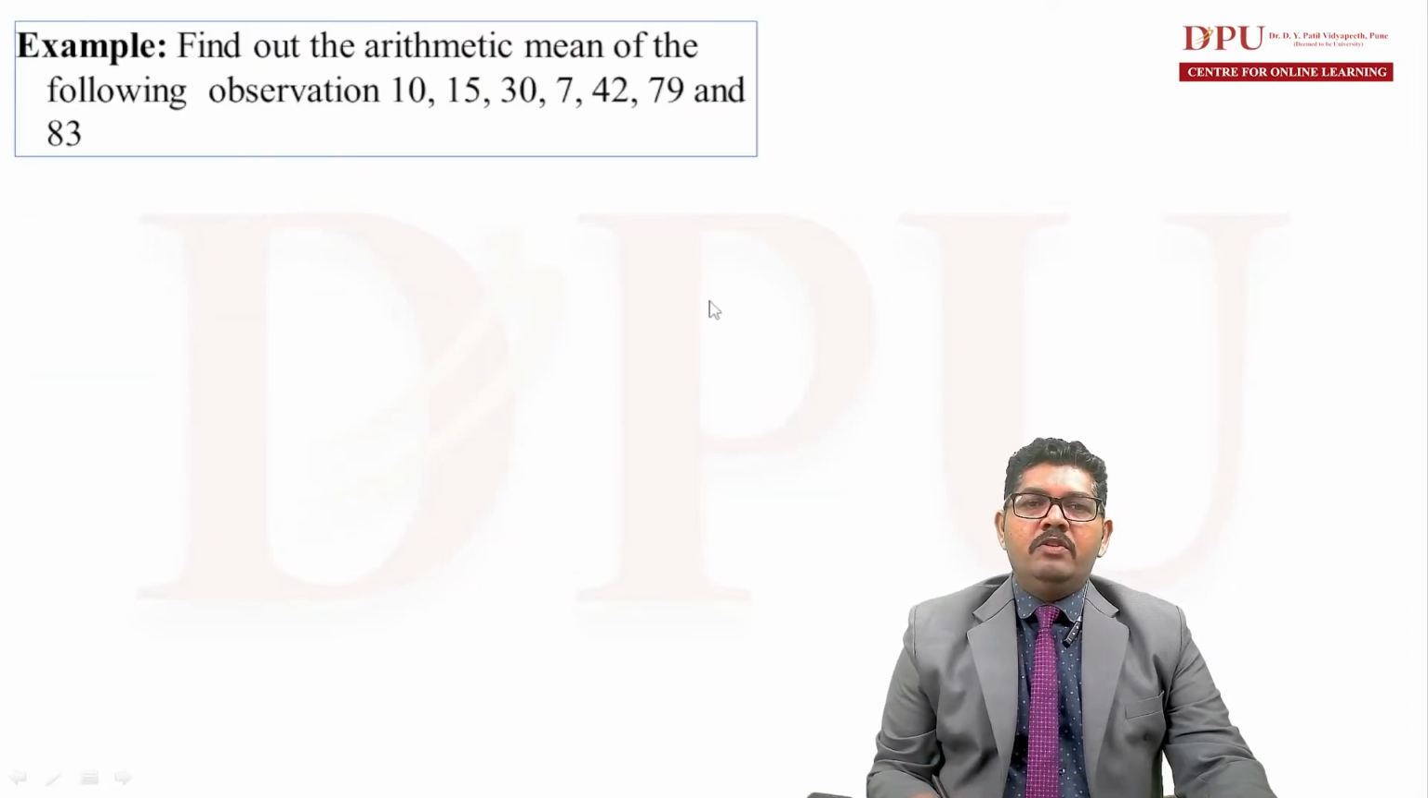We have one more example here. Find the arithmetic mean of the following observations: 10, 15, 37, 42, 79, and 83. I leave it up to you to calculate the arithmetic mean for this ungrouped data, because we have already solved 2 examples on this.